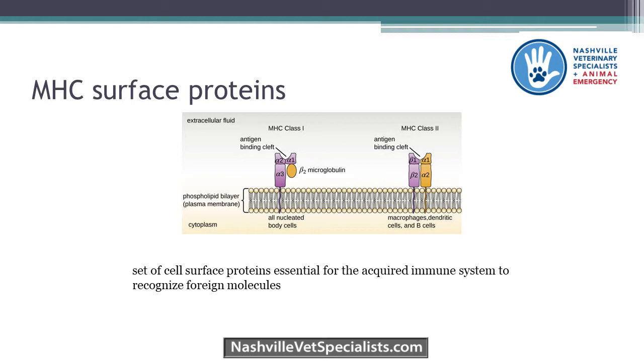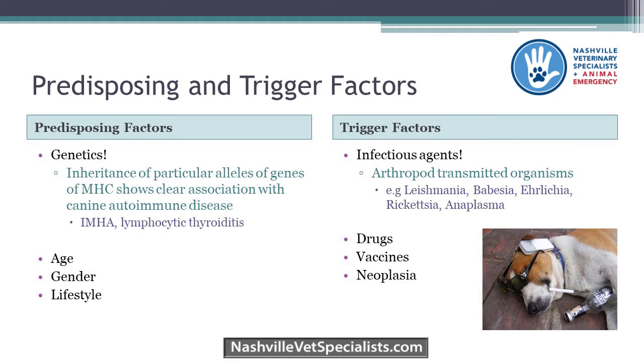mispresentation of an autoantigen. So the diseases that have been proven for this are IMHA and lymphocytic thyroiditis, and that's not every case, of course. And I think in particular for the IMHA, it was Cocker Spaniels that they proved had that gene mutation of that allele. Other predisposing factors for immune-mediated disease would be things like age, gender, once again, depends on the disease process, and then poor lifestyle choices, which is described more in human medicine than with our animals.